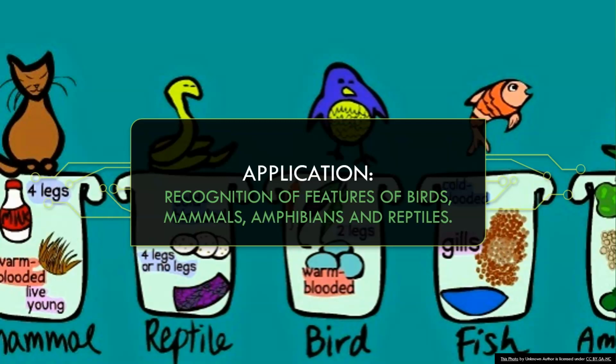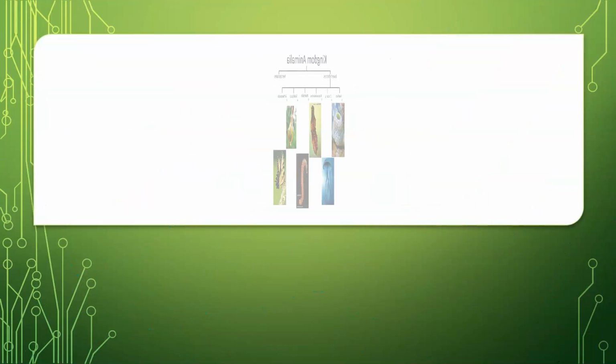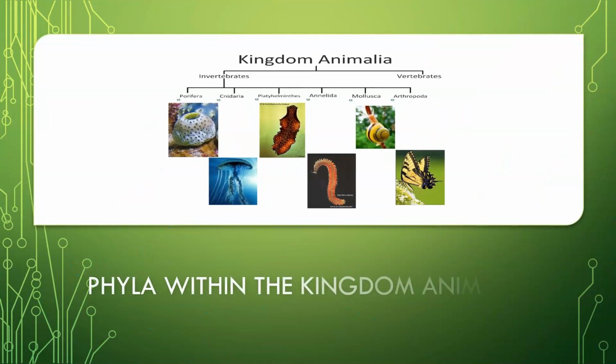Our next application task is now the recognition of features of birds, mammals, amphibians, and reptiles. So you'll think we've just looked at the plants, now we're looking at the animals. Before we go on to looking at our list of animals there, we just need to have a think about the fact that the animal kingdom is actually divided into our vertebrates and our invertebrates.